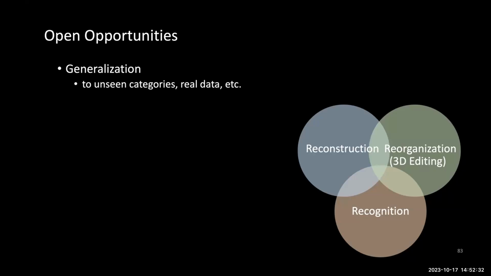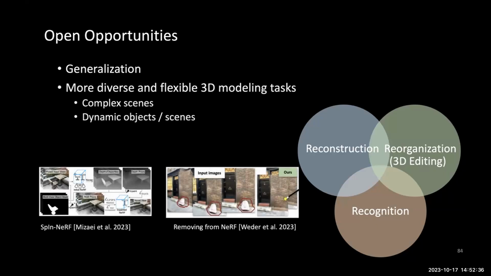First of all is the generalization. In all my three works, sometimes they cannot work very well on real data. Sometimes they cannot work on other categories. So generalization to new categories and real data is always a very important task that we want to solve.